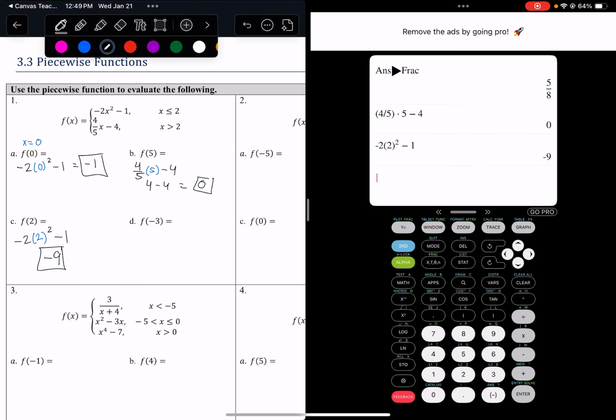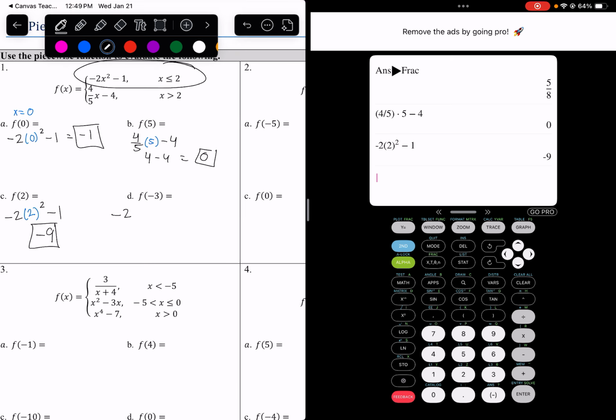Here we are plugging in a -3. So I look, am I going to use my first equation or my second equation? I'm going to use my first equation because -3 is less than or equal to 2. So I end up with a -2. I plug in a -3 squared, and then minus 1. So again, I can just plug that into my calculator, or of course, if you can do it in your head, that's super. So we end up with a -19 as our output.